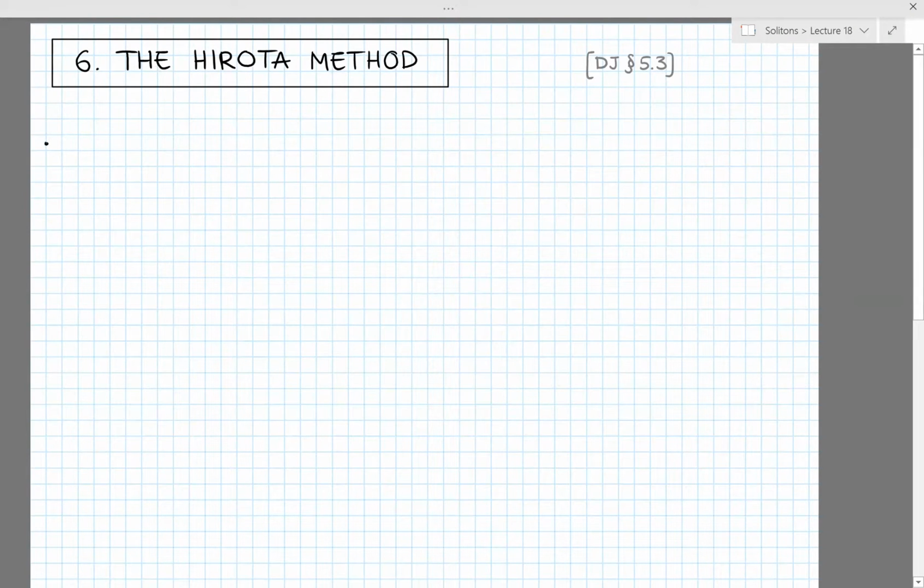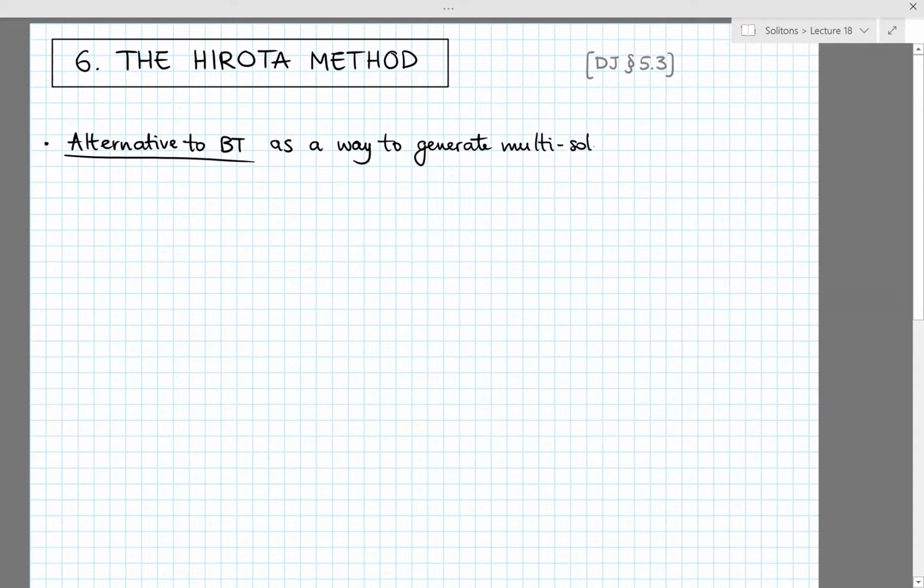The Hirota method is an alternative to the Backlund transform, as a way to generate multi-soliton solutions. And it is sometimes available when the Backlund transform is not. So it's useful to study that method as well.